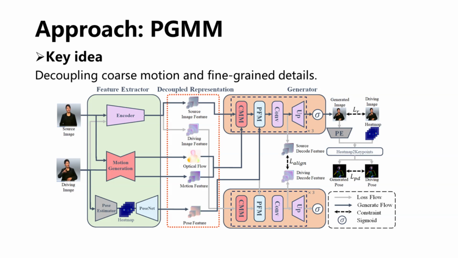The key idea behind this model is to decouple coarse motion from fine-grained detail generation. By doing this, we can more effectively control the motion and details in the generated sign language videos. As shown in the architecture diagram, PGMM consists of two main modules: the Coarse Motion Module, CMM, which handles the large-scale motion, and the Pose Fusion Module, PFM, which focuses on generating detailed areas like the hands and face.